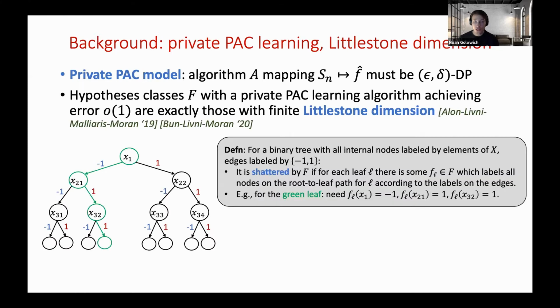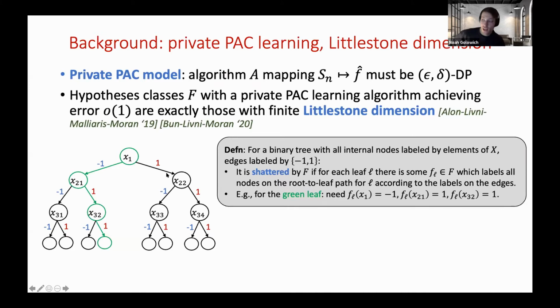Now, I'll next define Littlestone dimension. This is going to be kind of a central element of the talk. So to define Littlestone dimension, I need to introduce a couple of definitions about binary trees. So we're going to consider binary trees, such as the one shown on the left right here, which are complete and all of whose internal nodes are labeled by elements of the data space X. The edges of such a binary tree are going to be labeled by either -1 or 1. Basically, you can think of for each node, the edge coming out on the left is labeled by -1, and the edge coming out on the right is labeled by 1.